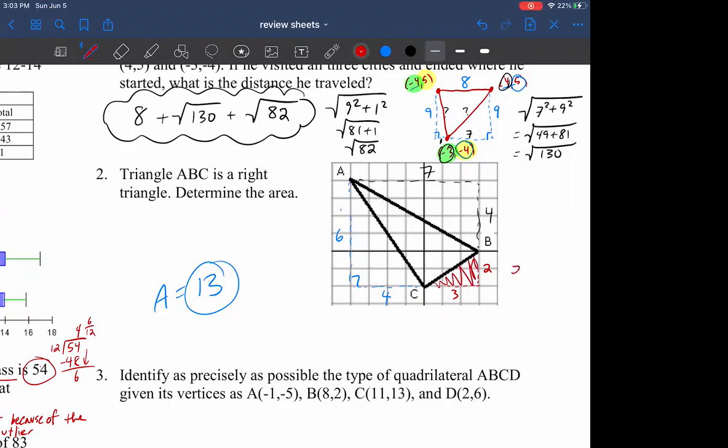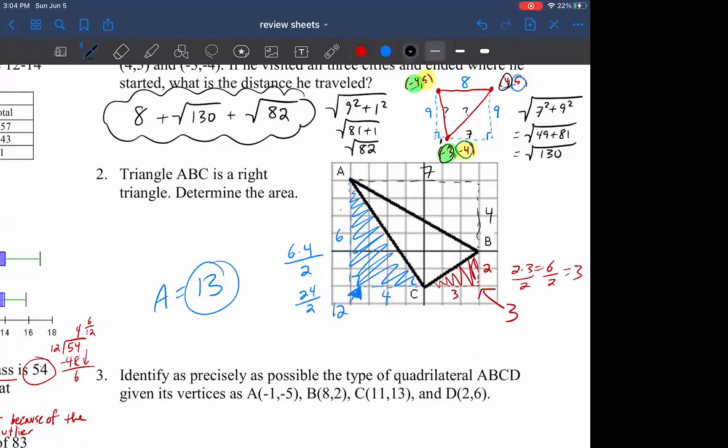2 times 3 is 6. And then divide by 2 because it's a triangle. So we do base times height divided by 2. That means this area is just 3. Then this corner. Base times height divided by 2 would be 6 times 4, which is 24 divided by 2, which is 12. So this area would be 12.